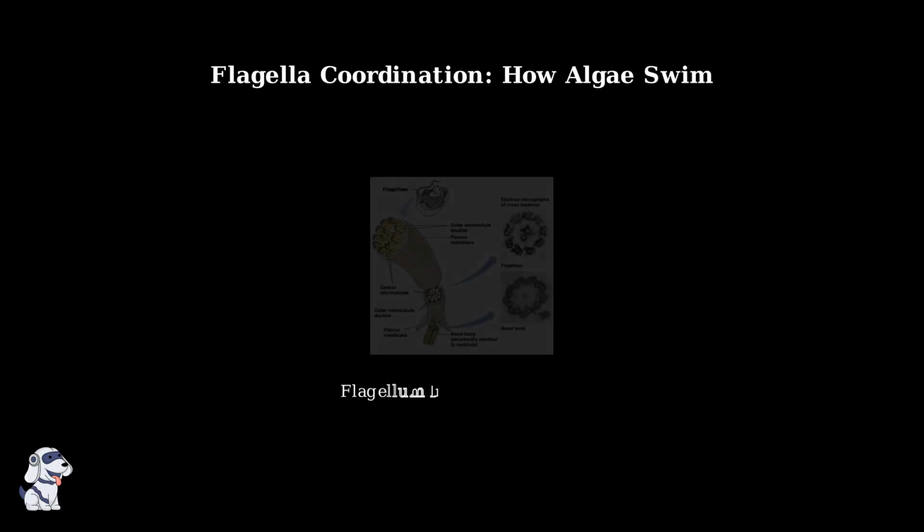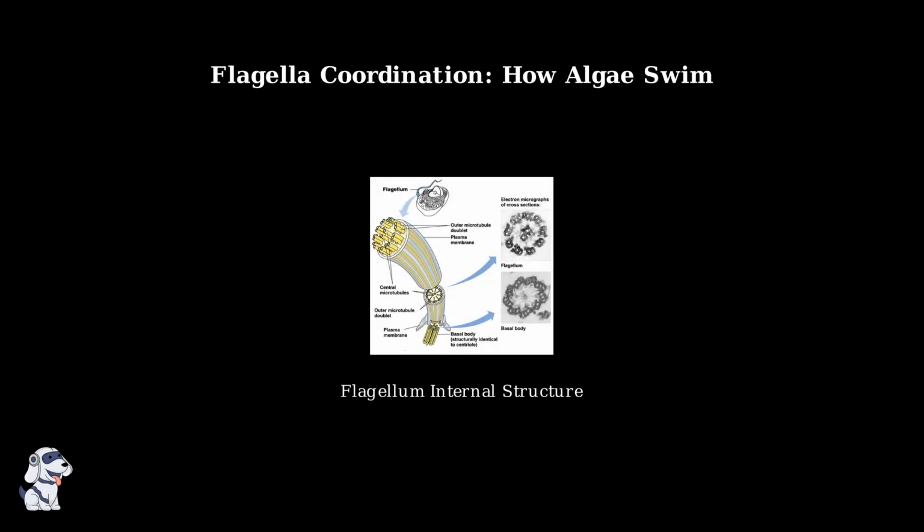To understand how this coordination works, we need to examine the internal structure of flagella. Each flagellum contains a complex arrangement of protein filaments called microtubules. This detailed diagram shows the internal structure of a flagellum. The arrangement of microtubules in a 9+2 pattern provides the framework for the coordinated beating motion that propels the algae through water. Now let's see how the coordination actually works.